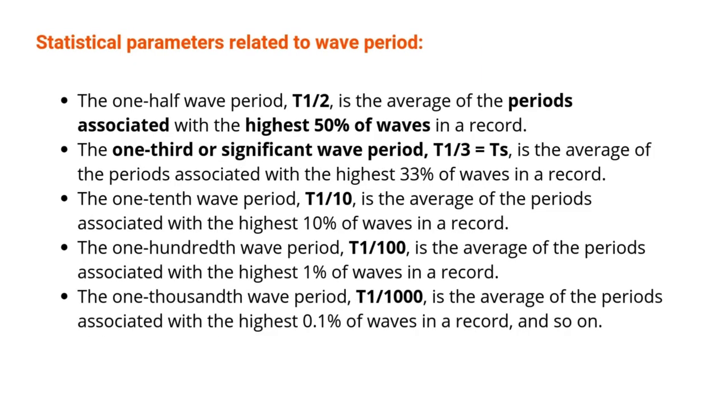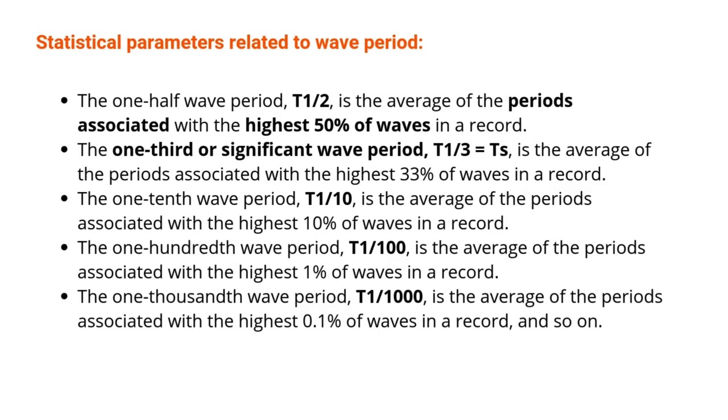Then it is possible to calculate the statistical parameters related to wave period. The 1/2 wave period is the average of the periods associated with the highest 50% of waves in a record. The 1/3 or significant wave period is the average of the periods associated with the highest 33% of waves in a record. The 1/10th wave period is the average of the periods associated with the highest 10% of waves in a record.